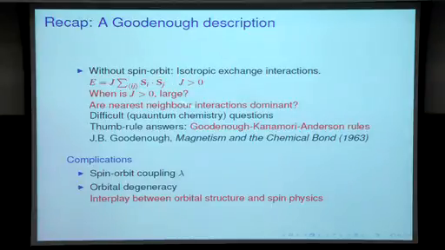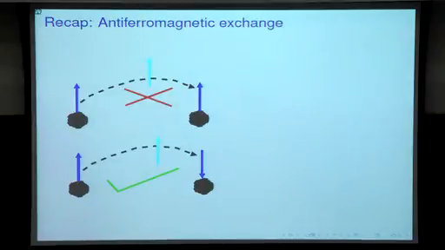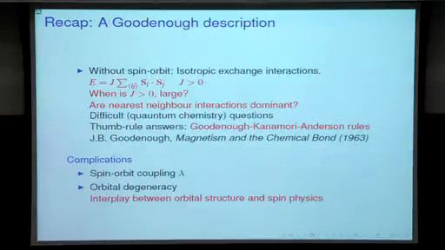But whether J is really positive, or the nearest neighbor interaction is really dominant, these are quite difficult quantum chemistry questions that need calculations that go well beyond some simple second order calculation like this in some toy model. And they're really chemistry questions. There are thumb rule answers to these chemistry questions, which I don't know too much about, I'm just mentioning them. But even beyond that, there are complications.